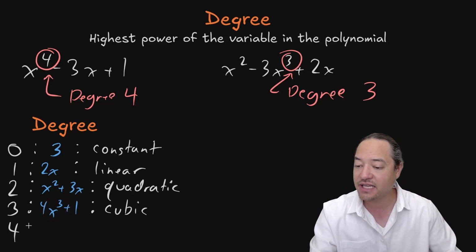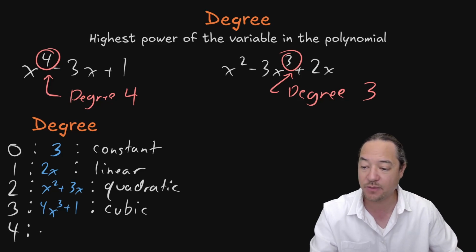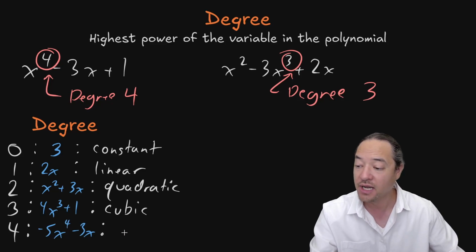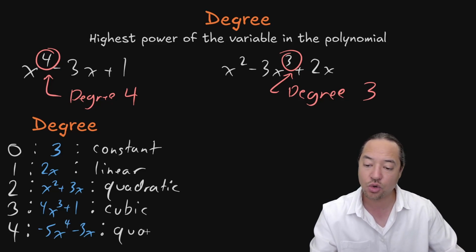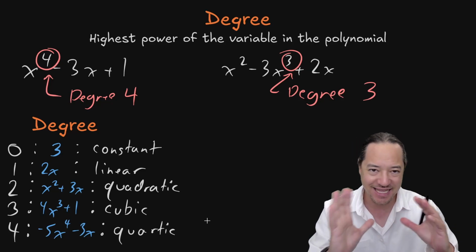And finally, let's get to a degree 4 polynomial. So, this might be something like minus, let me do this in blue, minus 5x to the 4th power minus 3x, whatever you want. You can have other terms, but as long as the highest term here is of degree 4, this we will actually call a quartic polynomial.